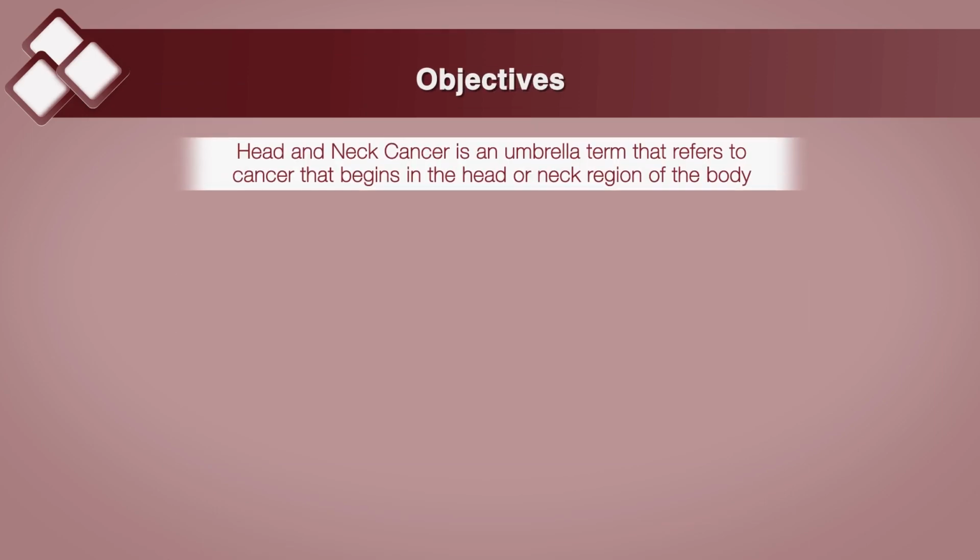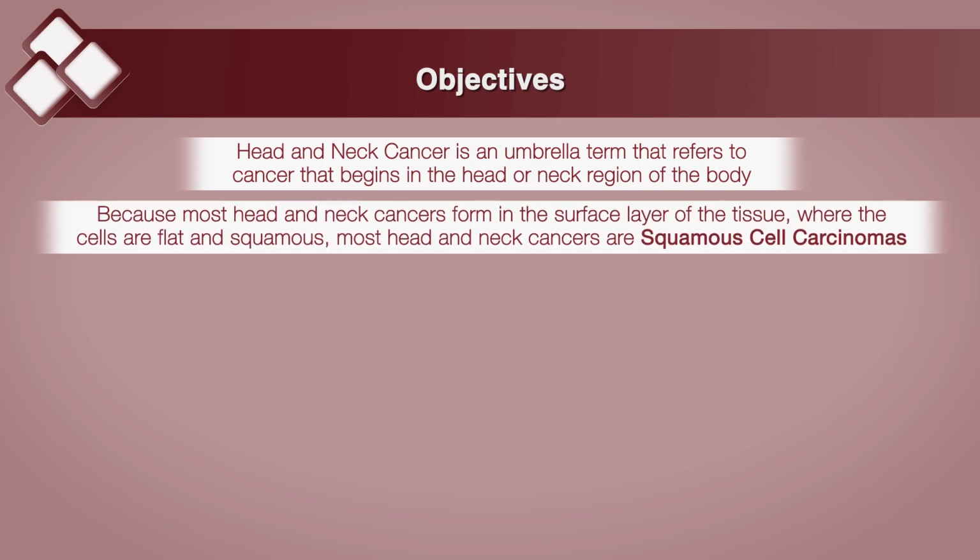Head and neck cancer is an umbrella term that refers to cancer that begins in the head or neck region of the body. The types of head and neck cancer are named after the area in which they originate, such as oral cancer, which forms in the oral cavity, and throat cancer, which develops in the throat. Because most head and neck cancers form in the surface layer of the tissue, where the cells are flat and squamous, most head and neck cancers are squamous cell carcinomas.